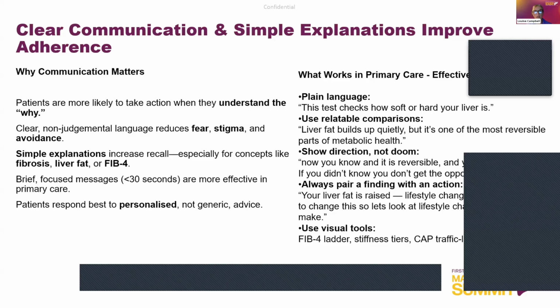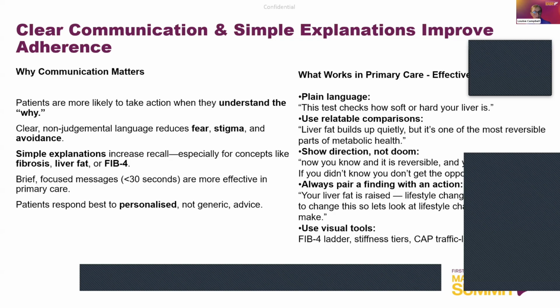And why it works in primary care is plain language. Just the check with what we do. FibroScan or transient elastography, we check the liver for its softness and hardness. Relatable comparisons: liver fat builds up quietly, but it's one of the most reversible parts of metabolic health. Show direction, not doom. Liver disease, once we locate it early, can be reversed. But you don't get the opportunity if we don't look. So therefore we can prevent further disease. So it's absolutely vital. But always pair finding with an action.